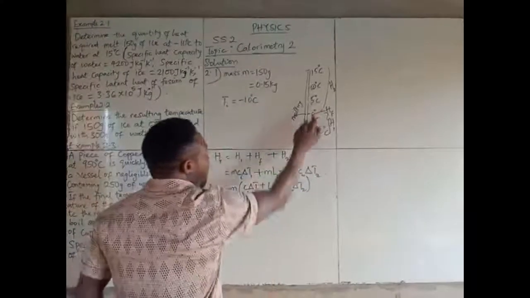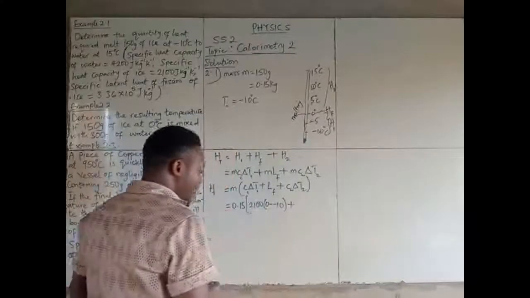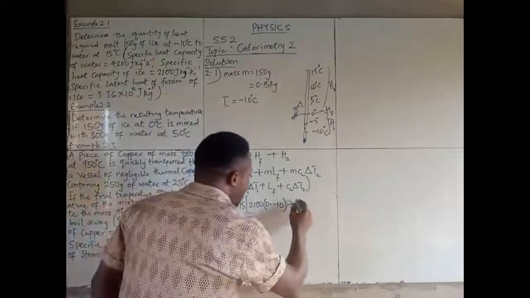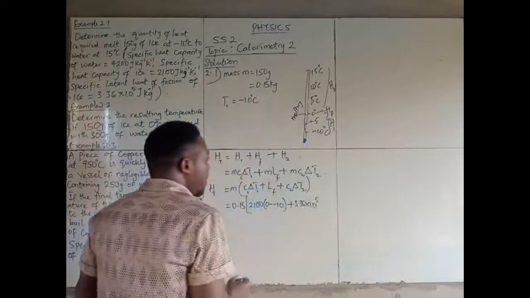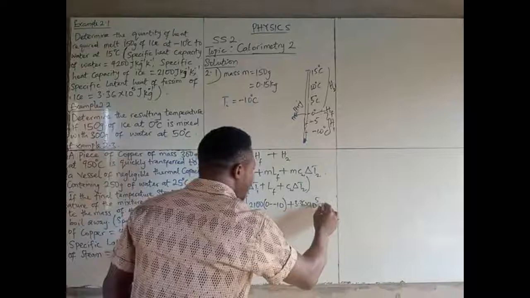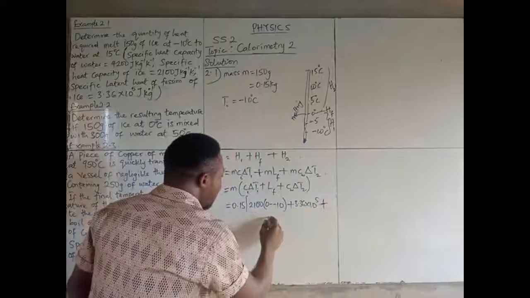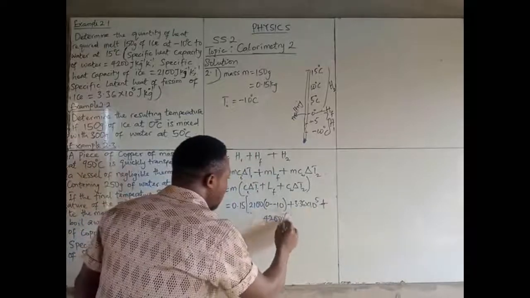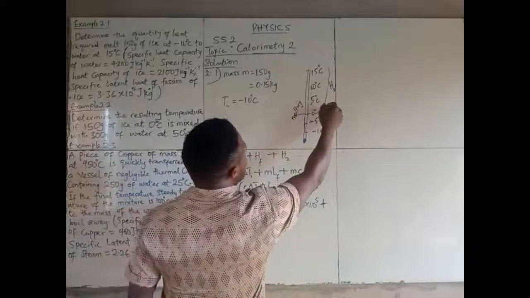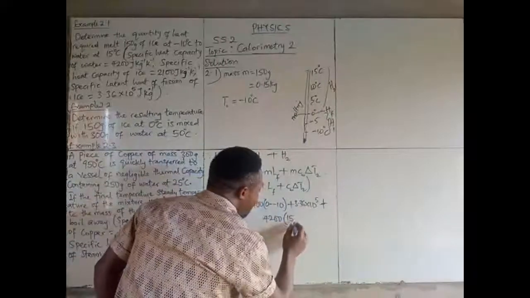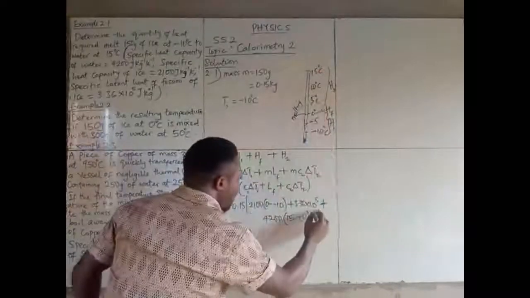The change in temperature of ice will be 0, the final temperature, minus the initial, minus 10 degrees Celsius, plus L_F, the latent heat of fusion of ice, which was given to be 3.36 times 10 raised to power 5, times the mass of ice, plus the specific heat capacity of water, 4200, into the change in temperature of water. The temperature of water has changed from 0 degrees Celsius to 15 degrees Celsius, so that is 15 final temperature minus the initial temperature.